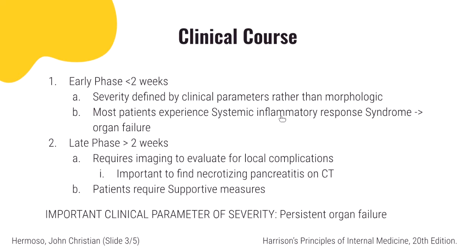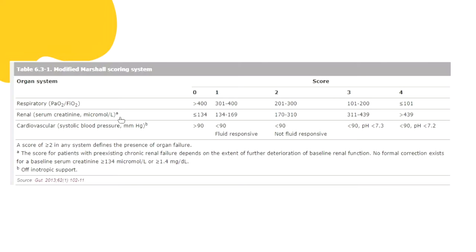Okay, you can see. I'll just show the scoring system real quick. So here's the modified Marshall scoring system. You can see the various organ systems and their parameters. Basically, to simplify this table, a score of 2 or more defines the presence of organ failure.